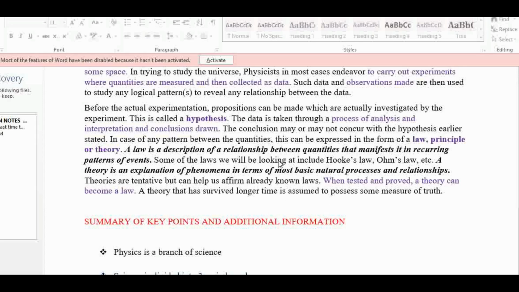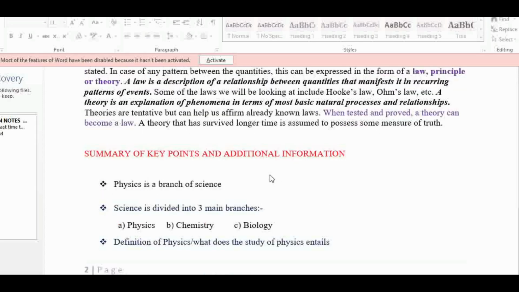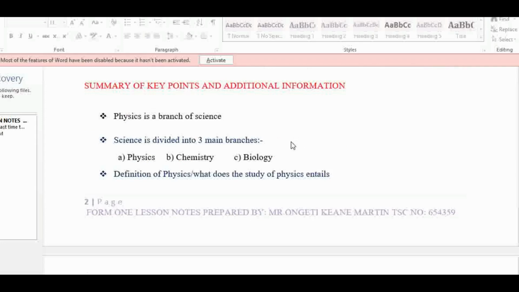So let's look at the summary of these key points and additional information on what we have just covered. So first, physics is a branch of science, yes? And then we've also said that science is divided into three main branches. So the first one is physics, the second one is chemistry, and then lastly is biology.